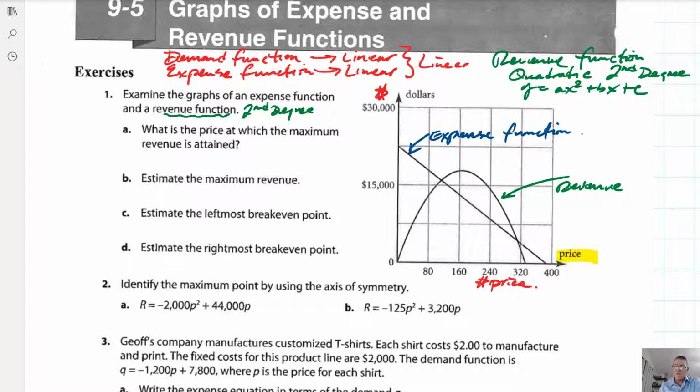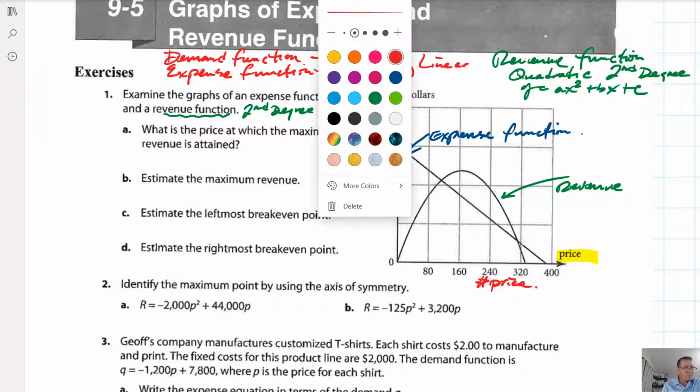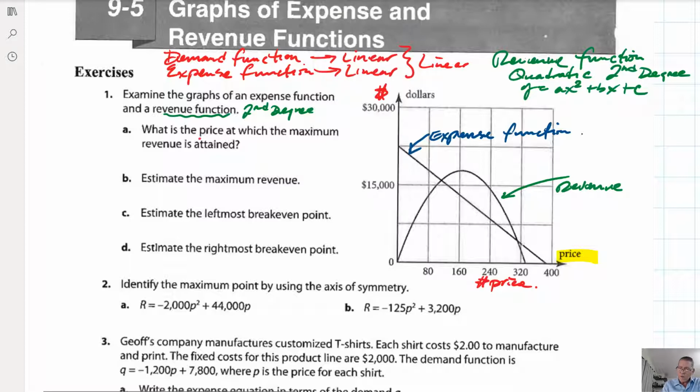All right, so the first thing in part A, they're asking you what is the price at which the maximum revenue is attained. All right, so let's analyze that. What is the price? Okay, so there always is a price at which the public. Well, actually, let me back up.